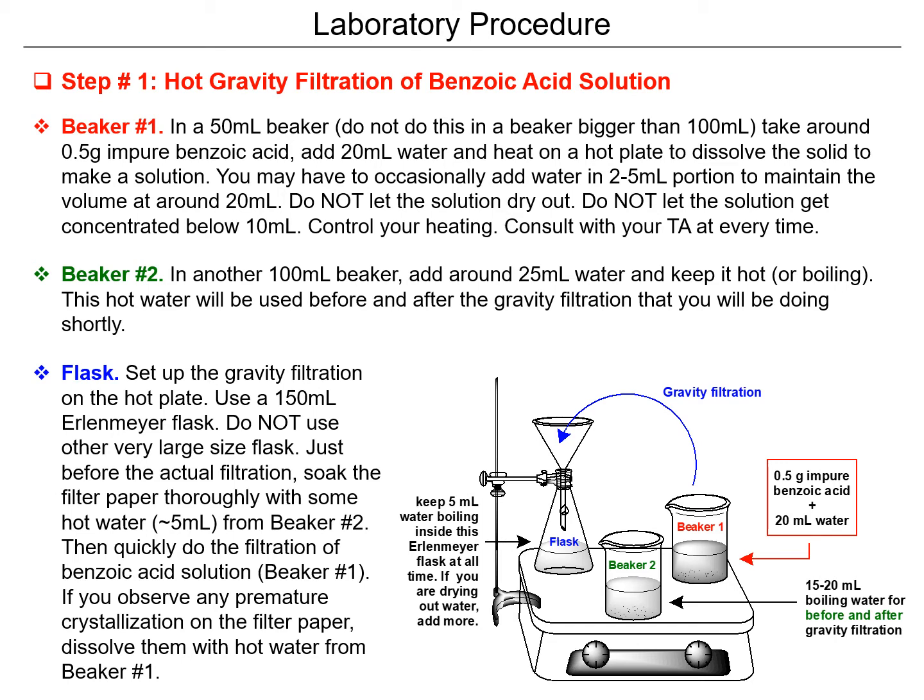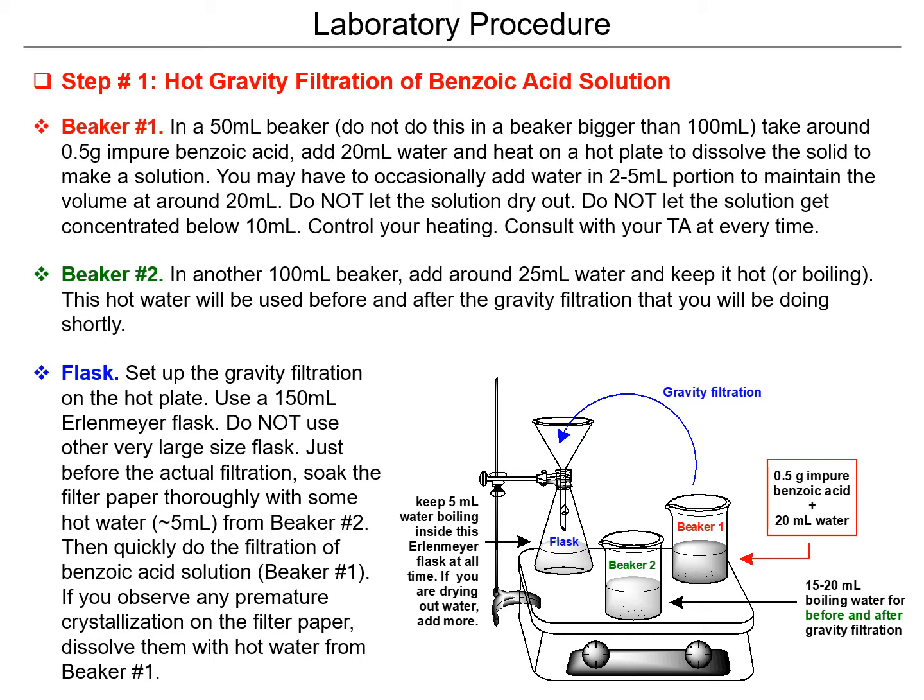You don't want it too big. It would take too long to heat up. You're going to put about half a gram of your impure benzoic acid compound and 20 milliliters of water. And you're going to put that on a hot plate, and you're going to heat it up until all the solid is dissolved to make a homogeneous solution.